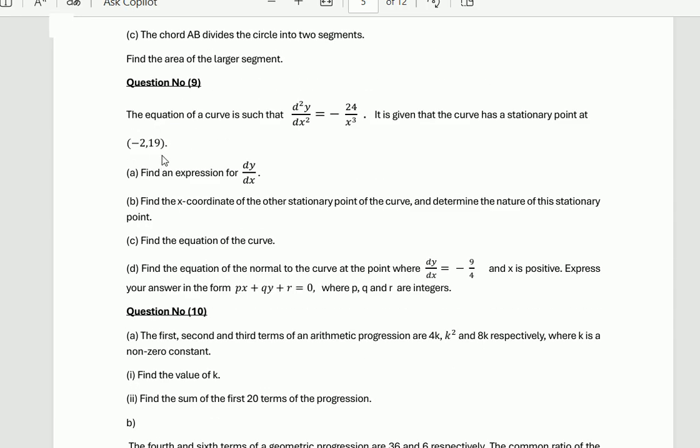For question number 9, the equation of the curve is such that d squared y over dx squared equal to minus 24 over x cubed. It is given that the curve has a stationary point at (minus 2, 90). Part A, find an expression for dy over dx.